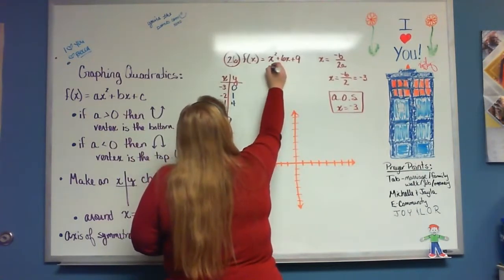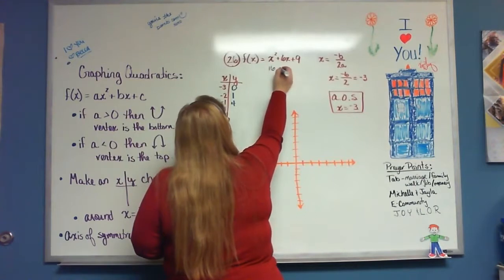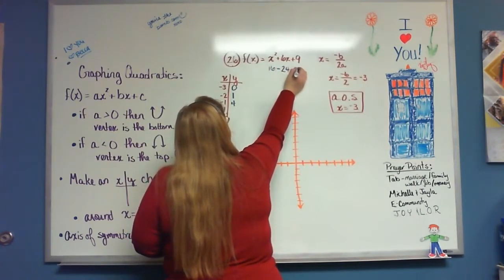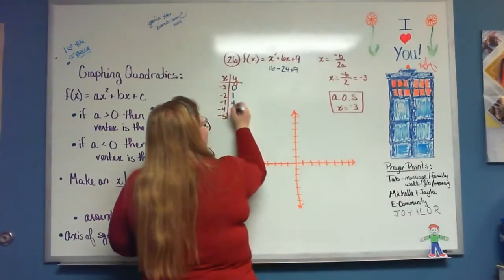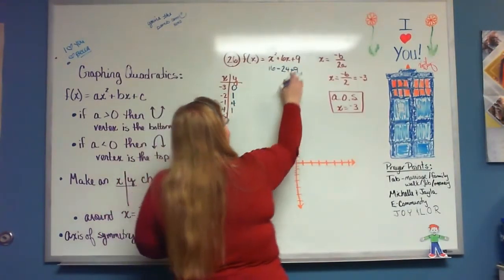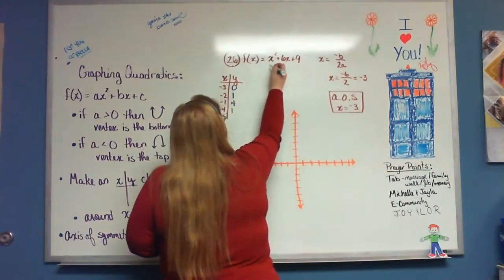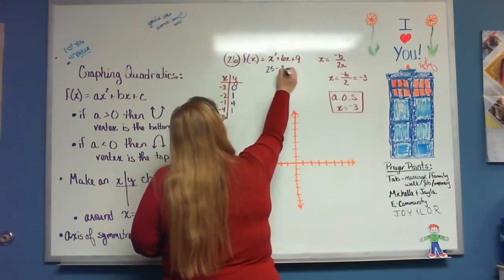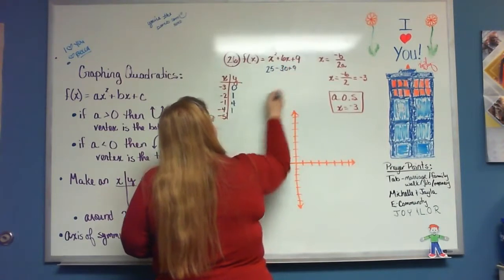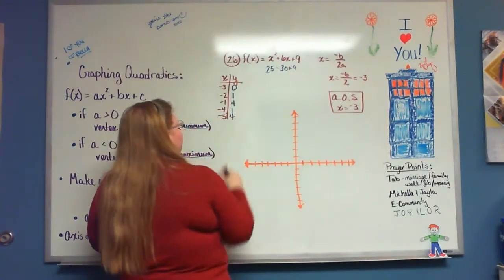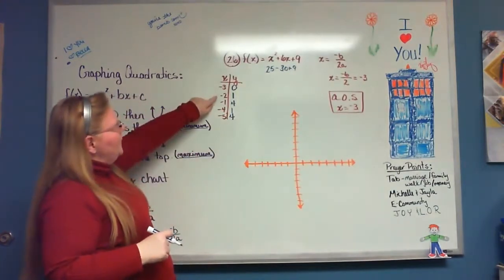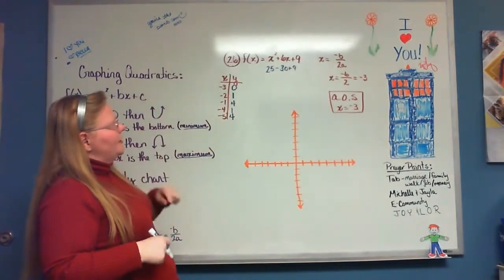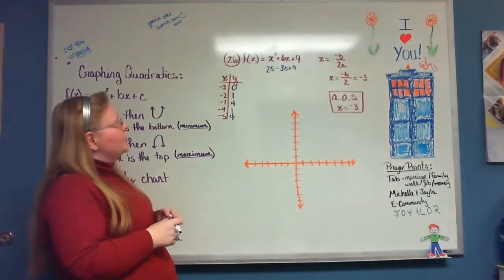And then negative 4 squared is 16 minus 24 plus 9. That's 1. And then negative 5 is 25 minus 30 plus 9. That's 4. But I need to expect that those two are going to repeat because they have to repeat.